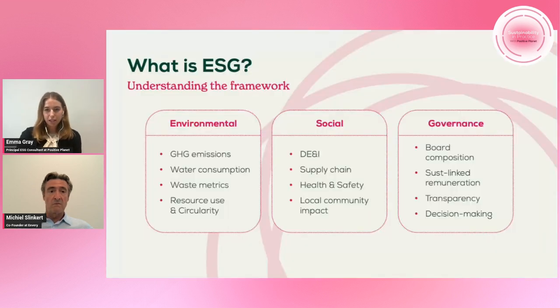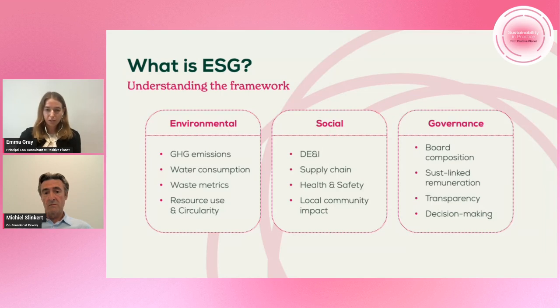So let's get started just with the basics of ESG. ESG is this framework by which all of your environmental, social and governance metrics sit. Under environmental, this is predominantly emissions, water, waste, resource use and biodiversity. Under social, metrics are more centered on your workforce, particularly diversity, equity and inclusion, health and safety and well-being, but also accounts for your external stakeholders, including your supply chain and local communities.